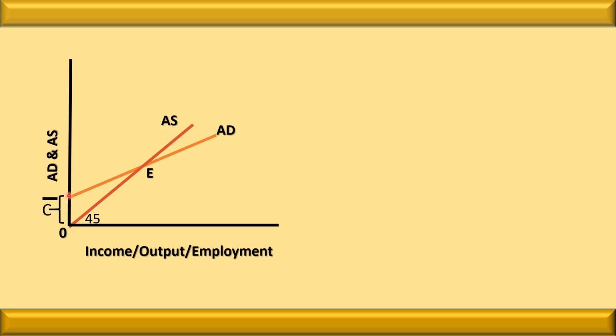Aggregate demand always starts from the y-axis. Why? Because when the income is 0, there might still be some consumption. So the equilibrium level of output is OM, because at the OM level of output, employment or income, aggregate demand is equal to aggregate supply.